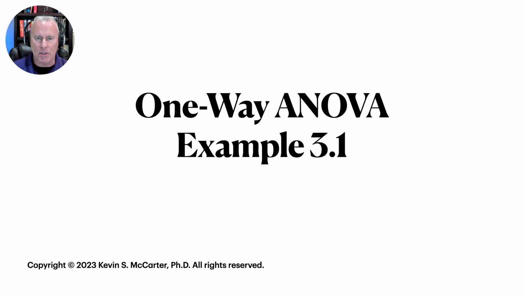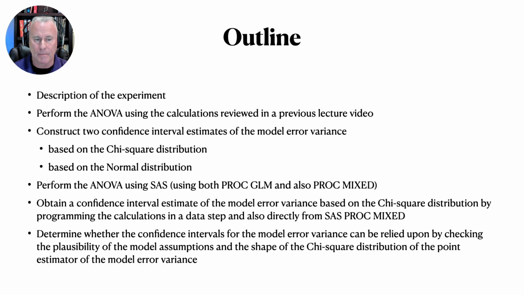In a previous lecture, we reviewed the steps and the calculations involved in performing an analysis of variance, or ANOVA. In this lecture, we continue our review by performing an ANOVA on data in the context of an example. Here's an outline of what we'll be looking at in this video.